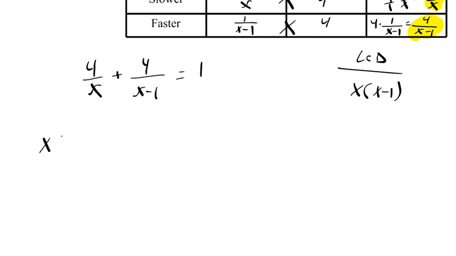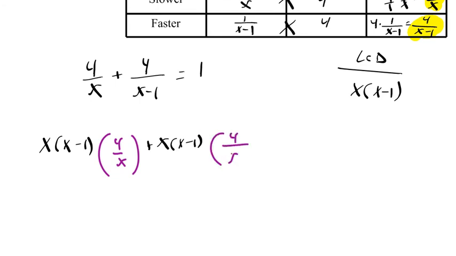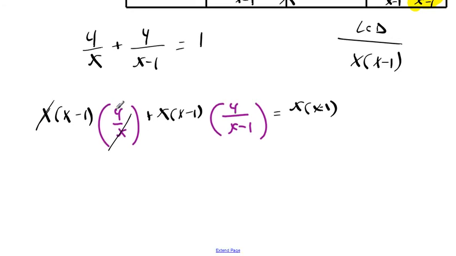So over here, I'll have x times x minus 1, and we'll multiply that by 4 over x, and then plus x times x minus 1, and multiply that by 4 over x minus 1. And do x times x minus 1 times 1. But if I multiply by 1, it's just going to be itself right there. Okay. So now, let's see what happens here. Wow. That's so rad right there that those things cancel out. Super cool. So let's do the distributive property.